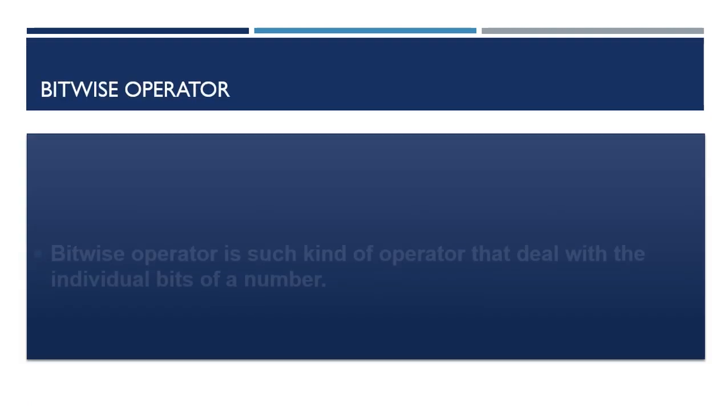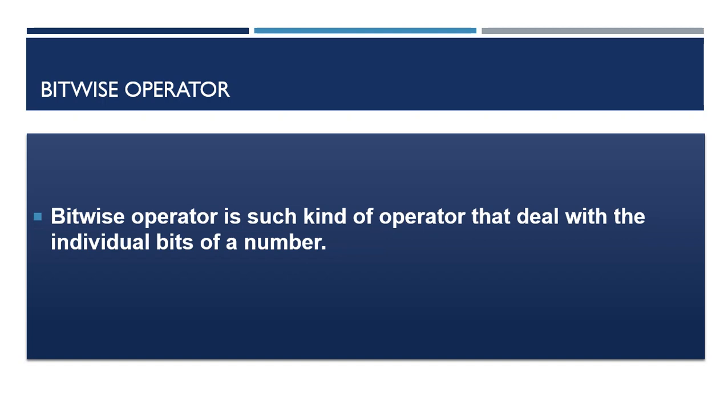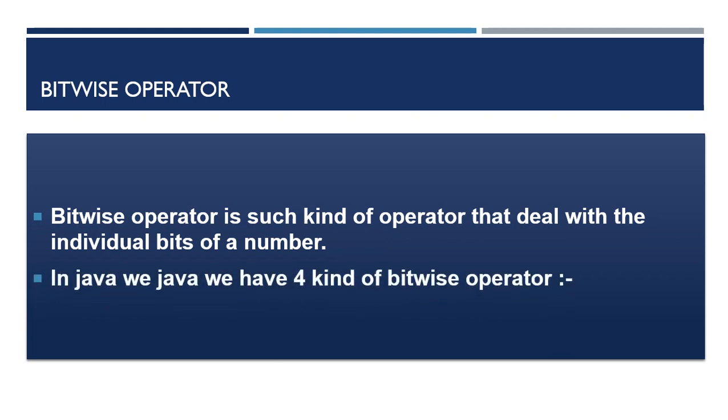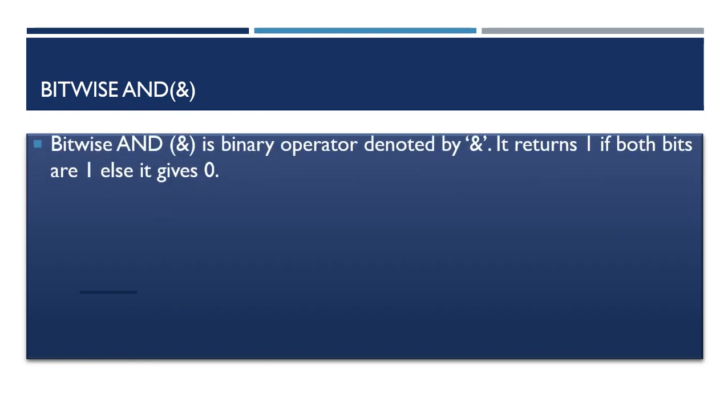Bitwise operators are the kind of operators which deal with the individual bits of a number. In Java we have four kinds of bitwise operators. The first operator is bitwise AND, which is denoted by a single ampersand sign. Bitwise AND is a binary operator.